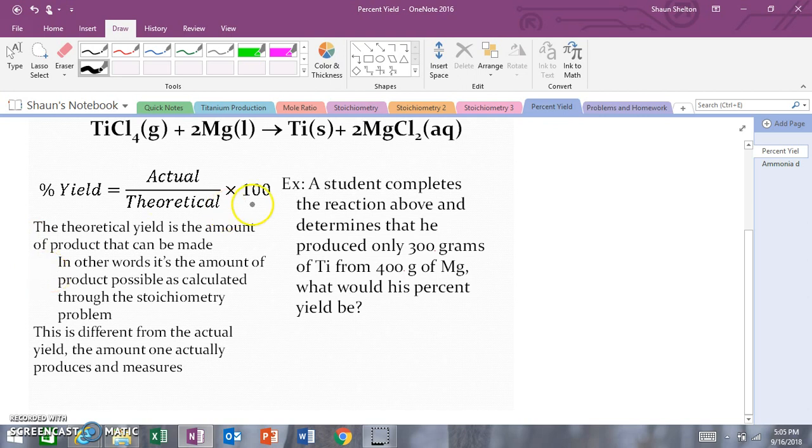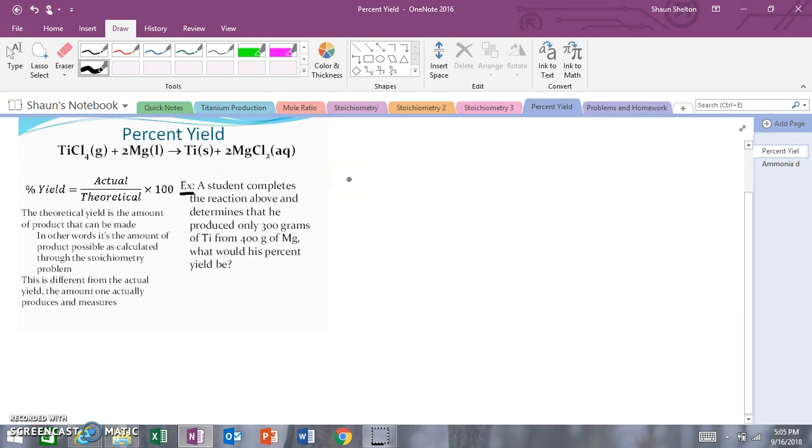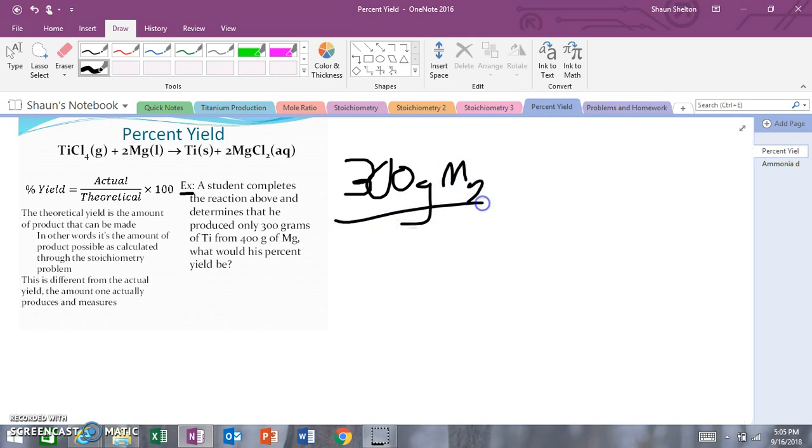Now we're going to look at two examples. One example you can see here is where a student completes the reaction above and determines that he produced only 300 grams of titanium from 400 grams of magnesium. What would his percent yield be? From experience, I would expect a student to take 300 grams of magnesium divided by 400 grams of titanium times 100, and that's going to give you 75% yield.